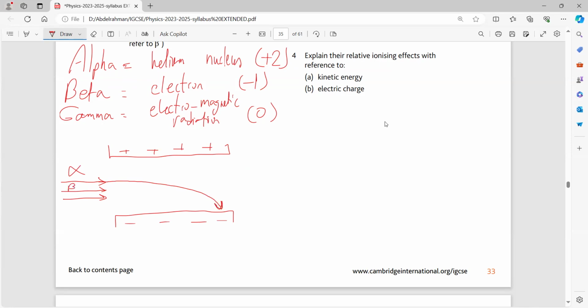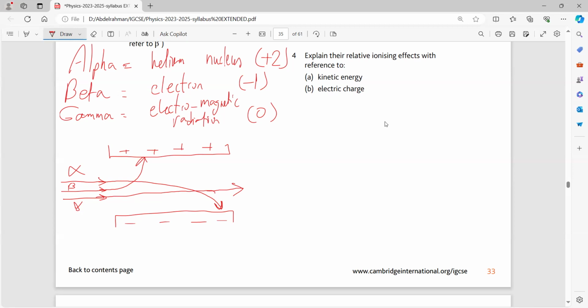The beta is negatively charged, so definitely it will be attracted to the positive plate with a strong deflection. Why a strong deflection? Because the mass of the beta is very low, almost zero, so it gets attracted quite easily to the positive plate. What about the gamma? Gamma is attracted neither to the positive nor to the negative plate. It will pass through with no deflection. This is easy.